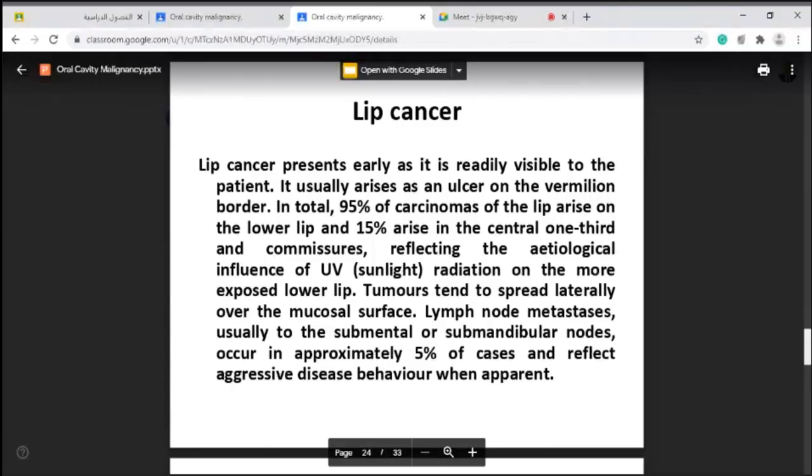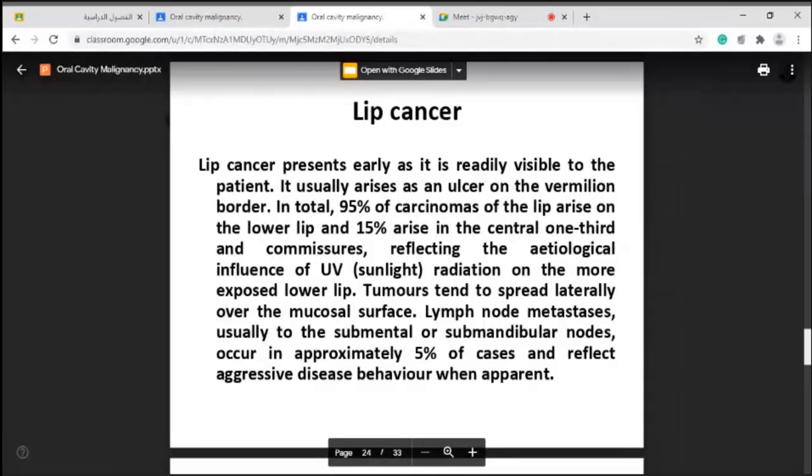In total, 95% of carcinomas of the lips arise on the lower lip, and 5% arise in the central third and commissures, reflecting the etiological influence of ultraviolet light, sunlight. This is also a predisposing factor: ultraviolet sunlight radiation on the more exposed lower lip, more than the upper lip.